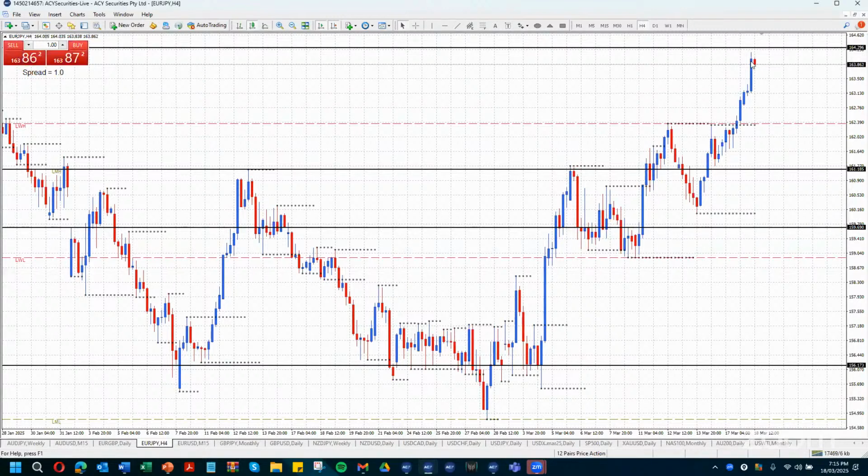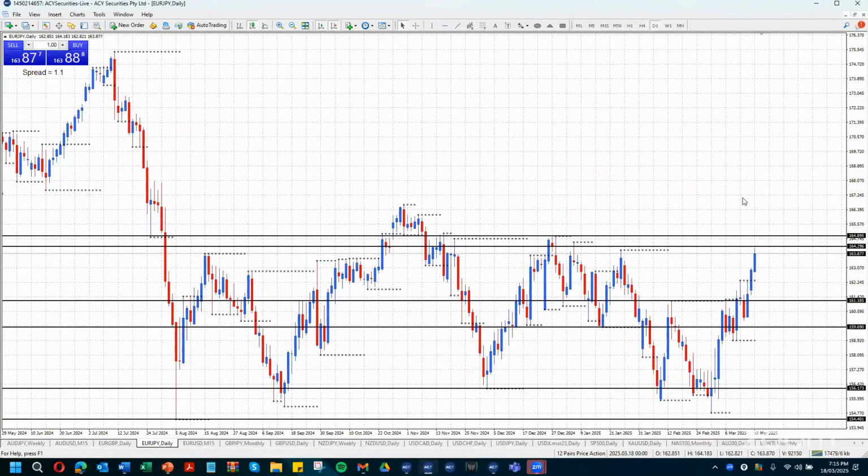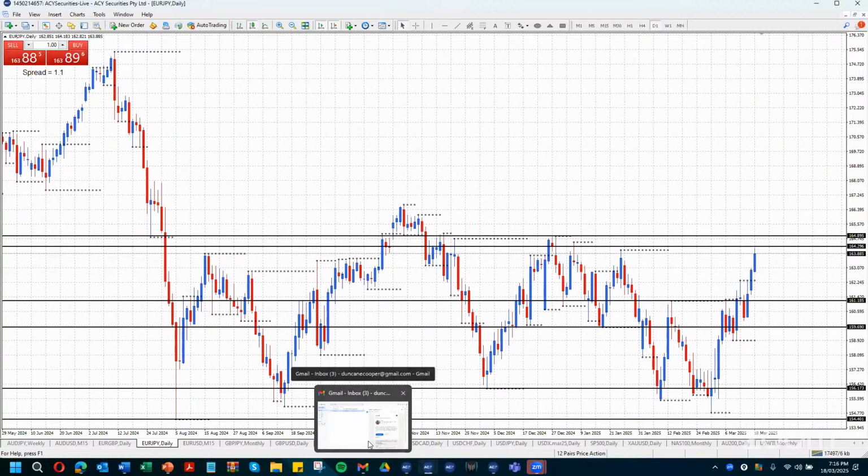So I don't have a setup or a sign at the moment. I just know that we're getting very close to an area of resistance. And then I want to see price action tell me something that maybe we're going to top out and move back down.